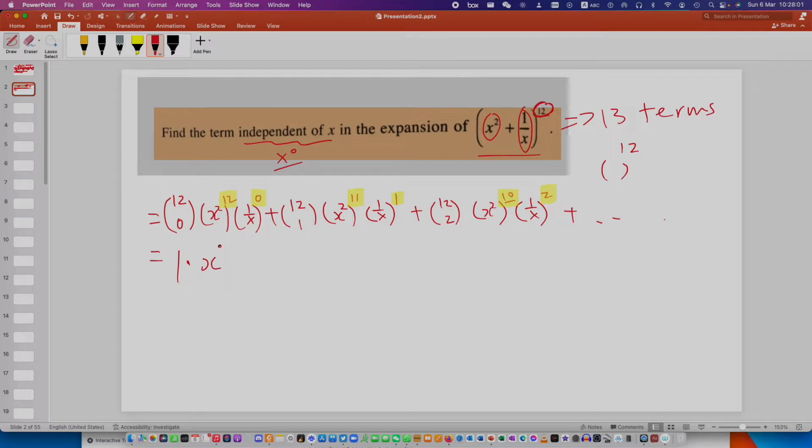So over here you have x to the power 24, because 2 times 12, right? Then over here you have anything to the power of 0 is 1. Can you give me 12 choose 1? 12. Okay, good. So this is 12 x to the power 22. Then over here you have 1 over x. 12 choose 2. 66.